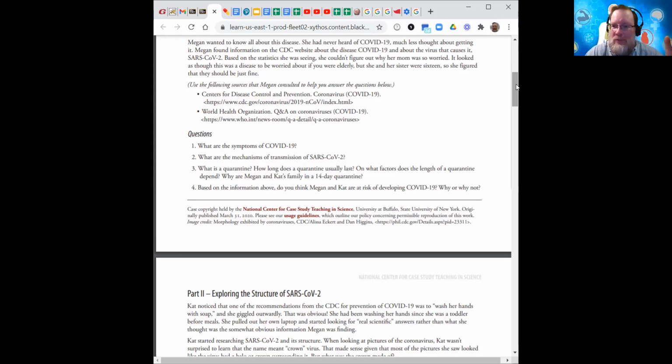These don't specifically have to be CDC, it could be what you've experienced as well. Yeah, World Health Organization certainly too is a good reference.